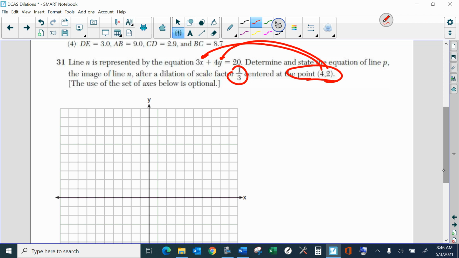So what is 3 times 4? 12. What's 4 times 2? 8. What's 12 plus 8? 20. Yes, so that point is on the line. So it's the exact same equation. Okay, so I could write 3x plus 4y equals 20, but if they want it in slope-intercept form, I need to solve for y.